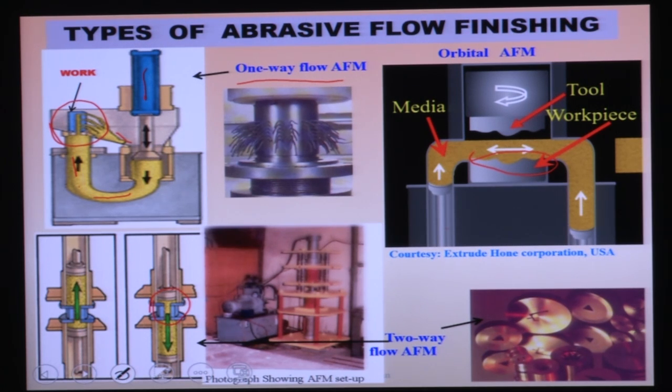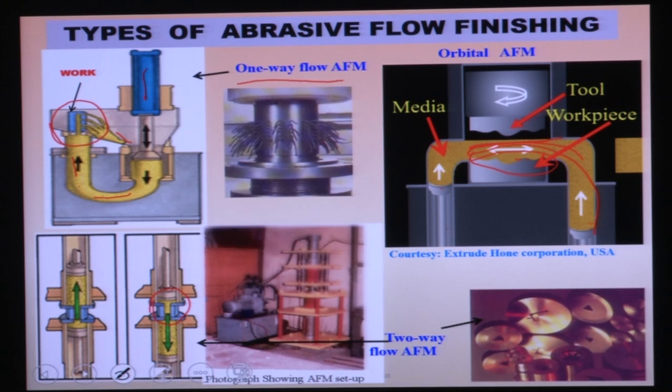So here this is the media cylinder, and another media piston is here. So it will move here. So these kinds of reciprocating motions are given, so that this media can polish the top surface of this workpiece. So this is called the orbital polishing process.